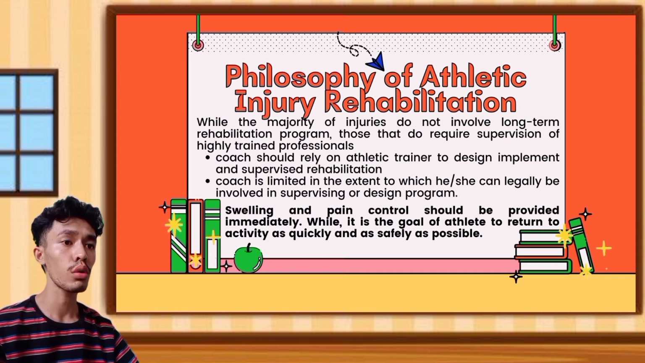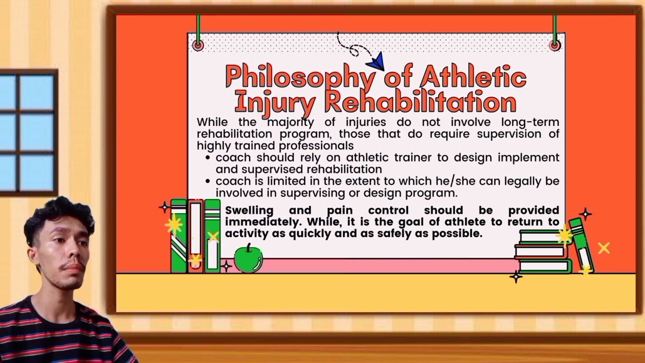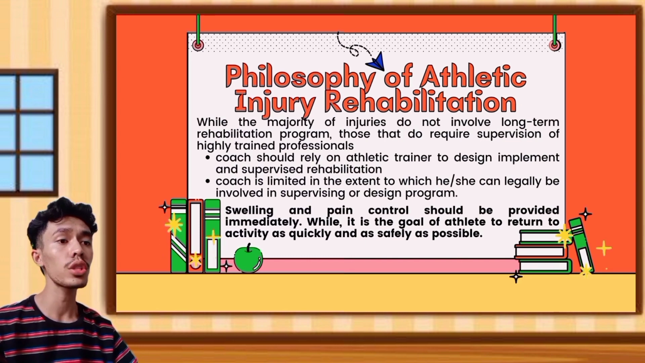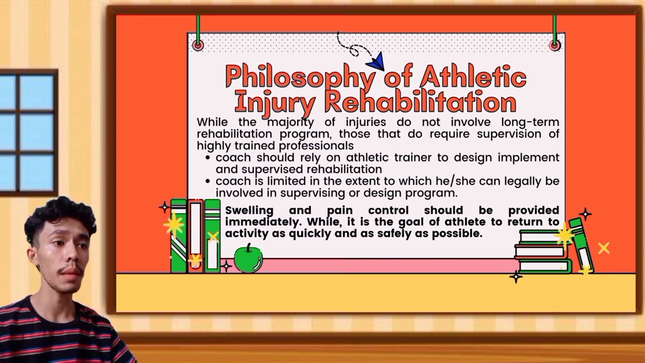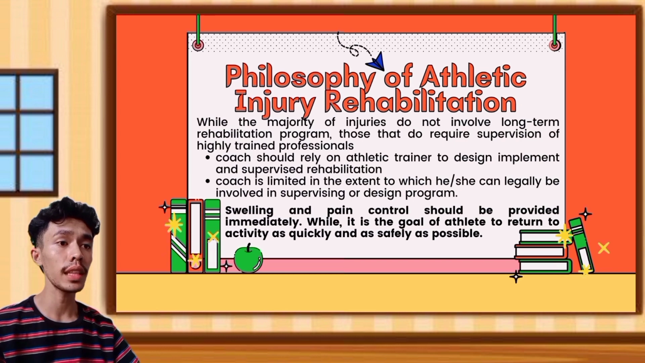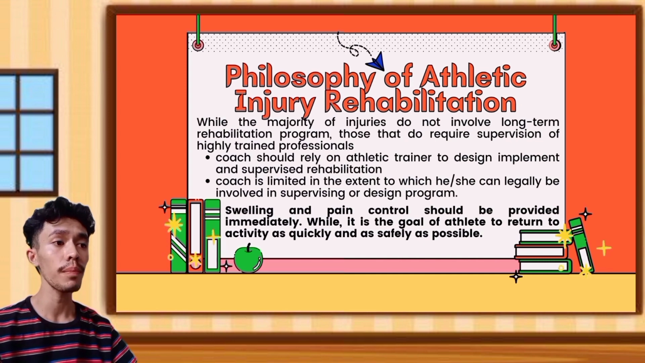Okay? So swelling and pain control should be provided immediately. Coaches can be involved initially in application of first aid. So, the goal of the athlete is to return to activity as quickly and as safely as possible. Okay? So, one must be prudent in decisions regarding aggressiveness of treatment or rehabilitation. So, a mistake in judgment by the individual in charge of the rehabilitation could hinder the athlete's return.